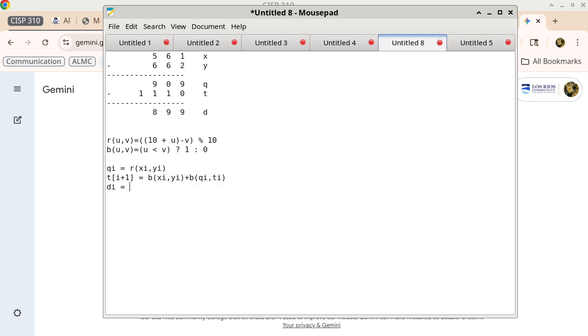So D of I is R of Q_I T_I. There we go. Do you see the similarity between addition and subtraction? It's just a matter of changing the letters. Obviously, the definition of R and the definition of B are different from the definition of R and C a little bit earlier or on Tuesday, but nonetheless, the structure remains the same. So if the structure remains the same, maybe some of the other things will be the same too.